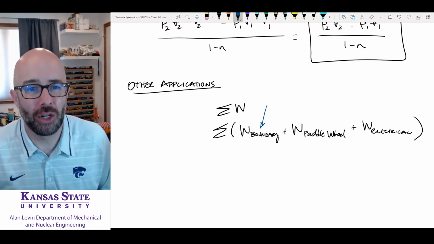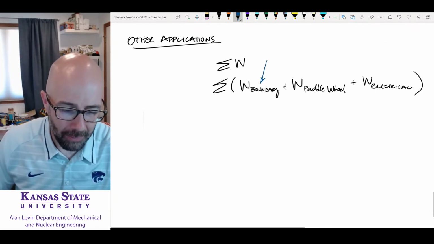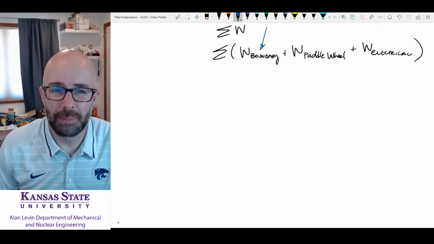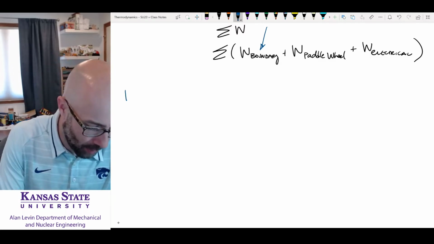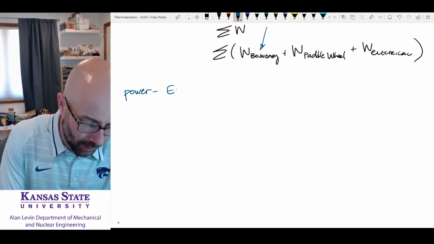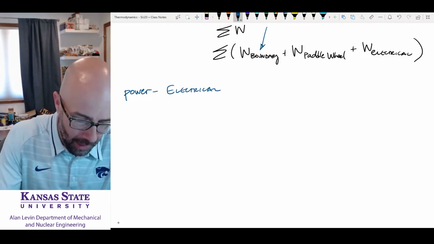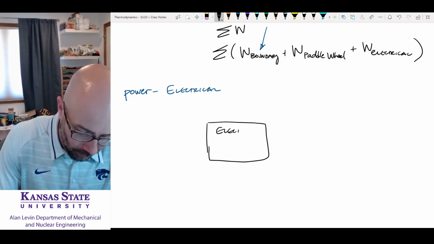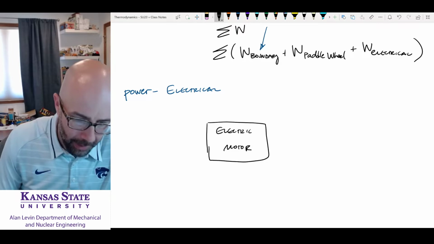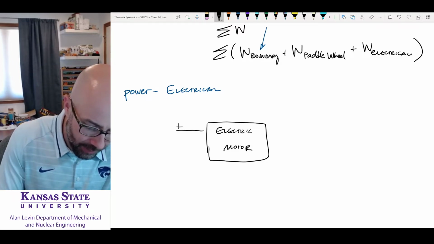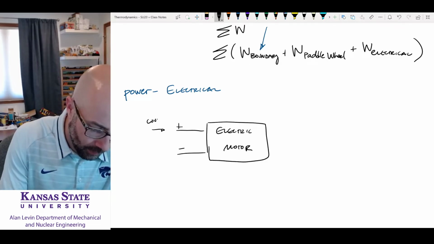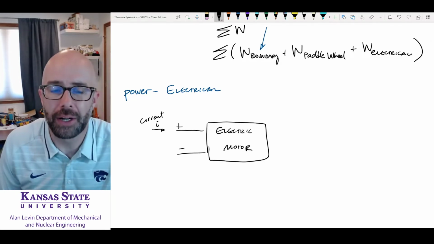Electrical work, let's talk about electrical work because that's the one thing that's different. So if we are dealing in electrical, we don't really talk about work as much as we talk about power. So that's where we go back to electrical power. Electric motor. We have coming into this plus and minus, plugging it into the wall, and we're going to have some current I flowing through these wires.